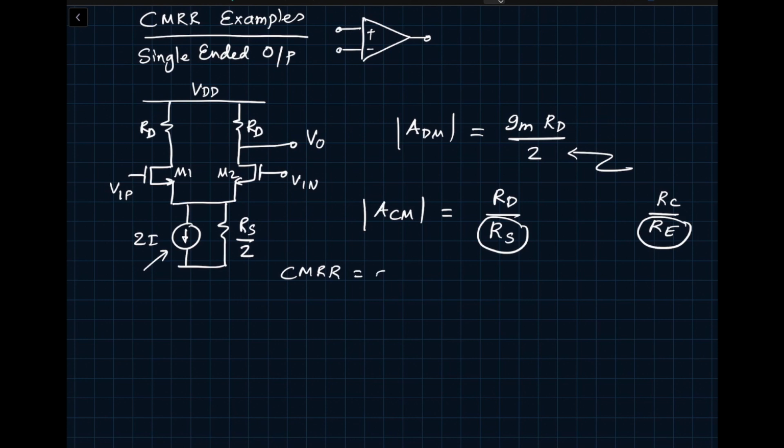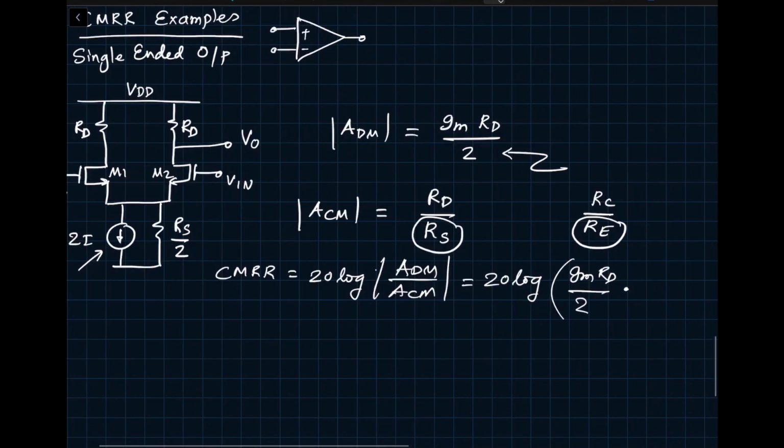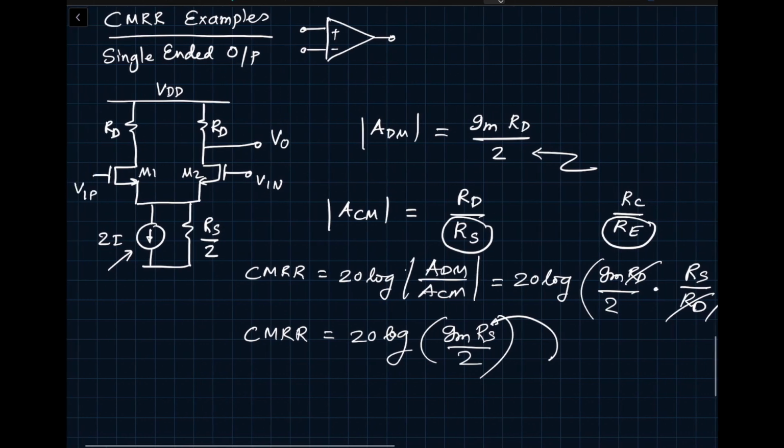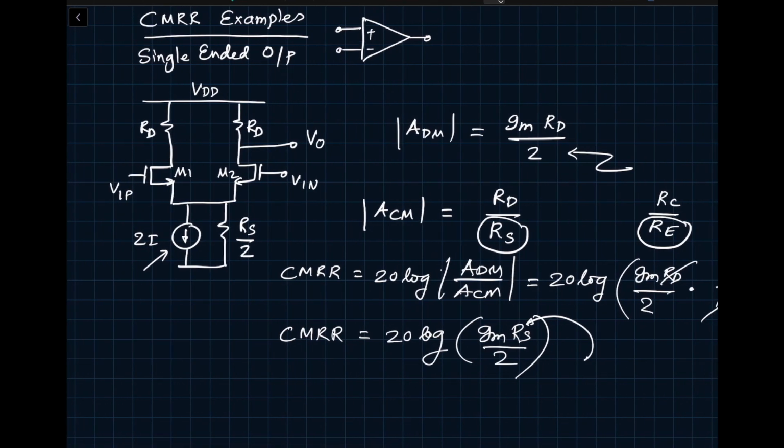CMRR is given by 20 log ADM divided by ACM, which is equal to 20 log GMRD divided by 2 times RS divided by RD. RD goes away. CMRR will be 20 log GMRS divided by 2. Your common mode rejection ratio would be large if your current source is ideal, RS is as large as possible. So this is what your expression for common mode behavior would be.